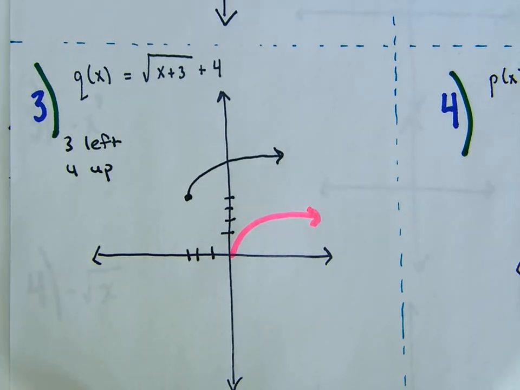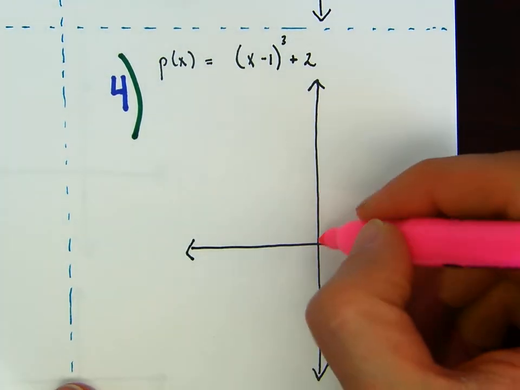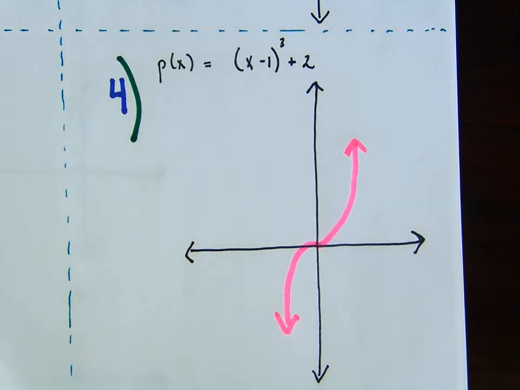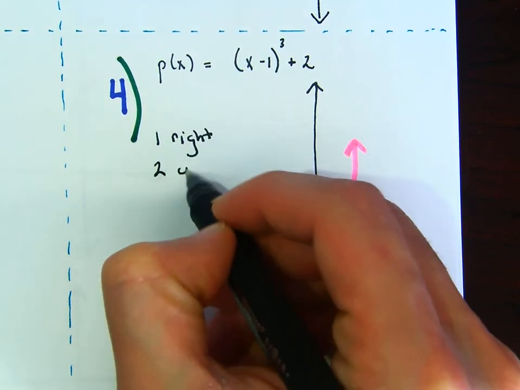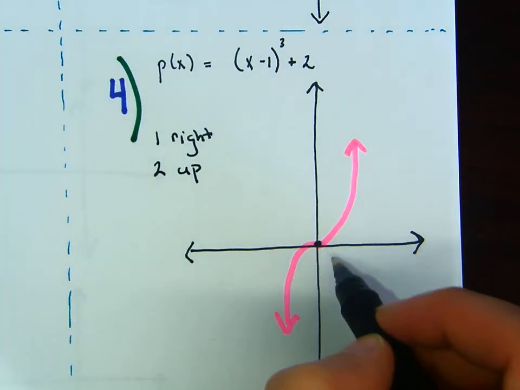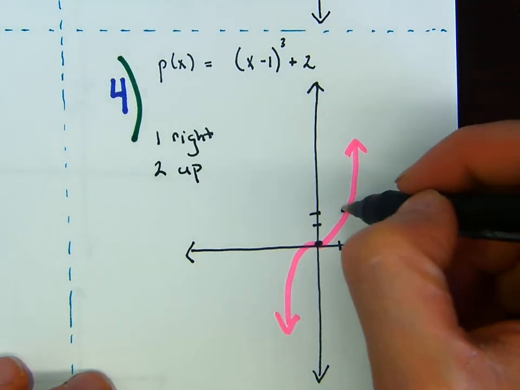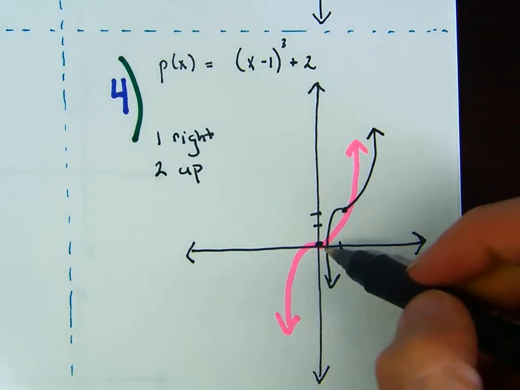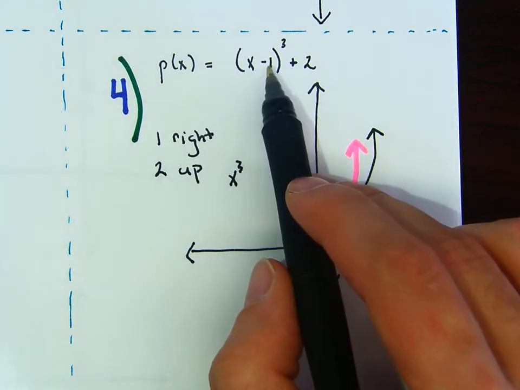Okay. Here, for the next one, x cubed, what does the original look like? Something like this. Okay. Now what are we going to do? This is going to be 1 right, 2 up. So if this is the center, it's going to be 1 to my right, 2 up. So it kind of looks like this. And that's how the pink graph, or the original graph of x cubed, gets shifted 1 to my right and 2 up.